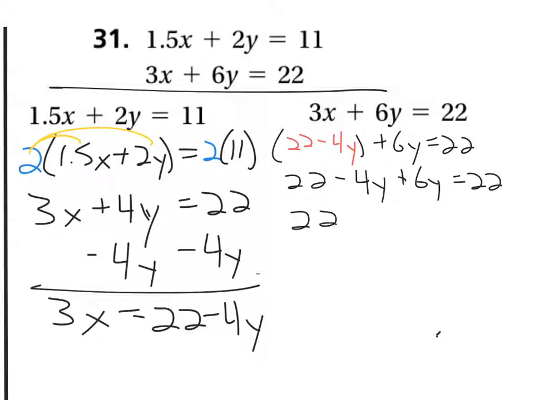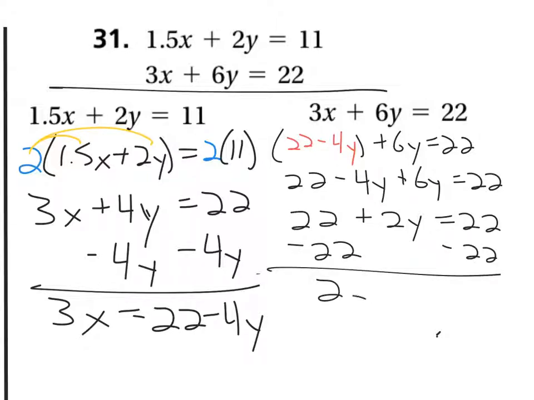What I mean is, it's not an unusual special case, because watch, what is negative 4y plus 6y? It is positive 2y equals 22. And when you subtract 22, notice that when we substituted in, the other variable did not disappear. We still have a y term here. And if we still have a y term, then we are not dealing with a special case.